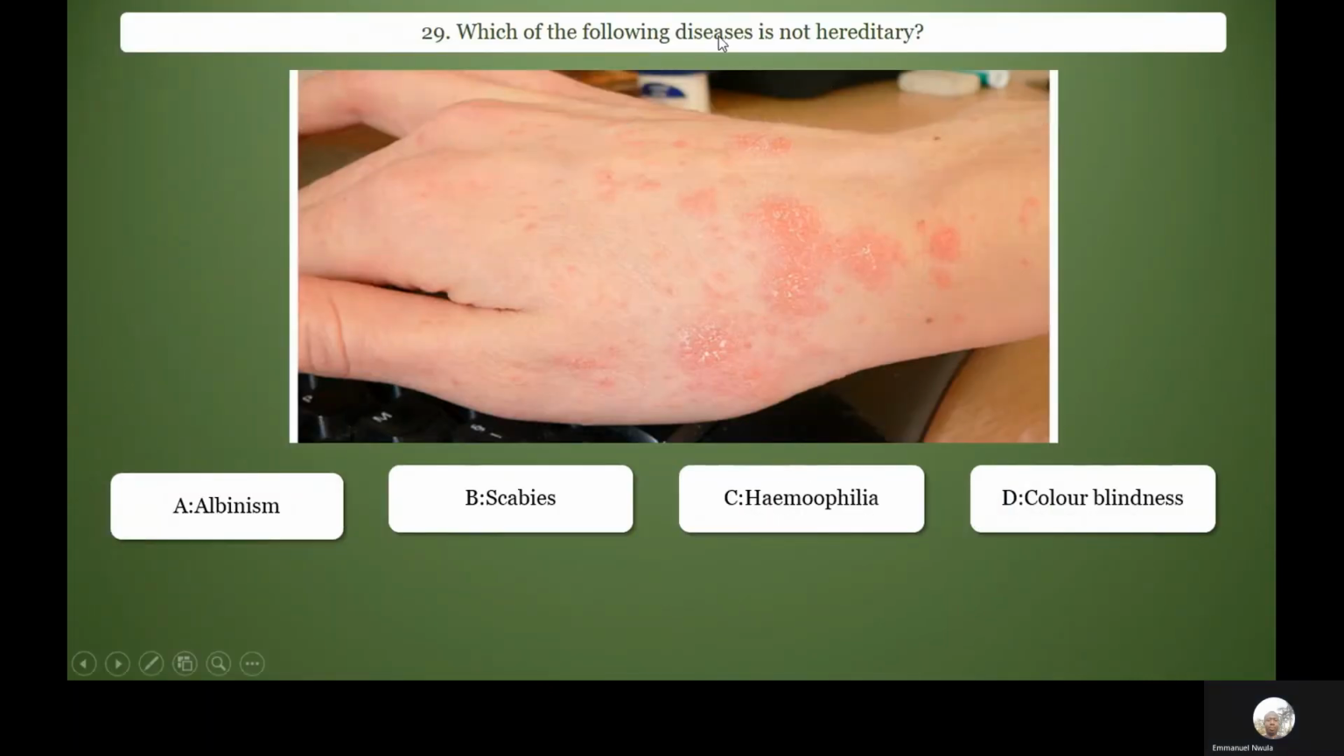Which of the following diseases is not hereditary? The correct option here is B, scabies. Scabies is not hereditary. It's caused by an infection by mites. The others, albinism, hemophilia, and color blindness, are hereditary. So the correct option here is B.